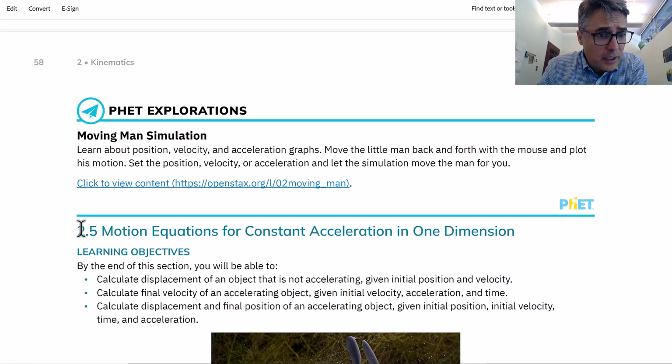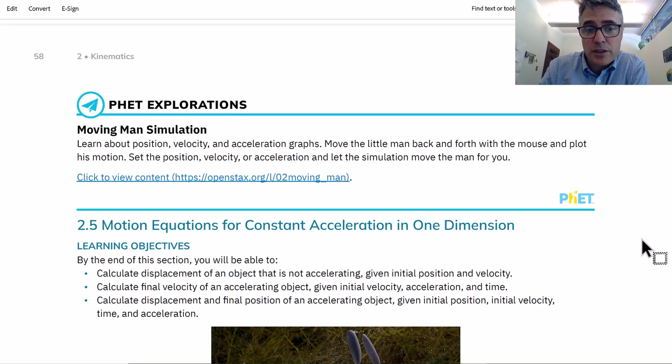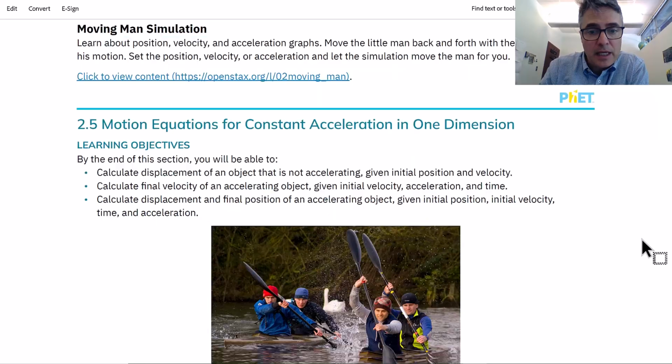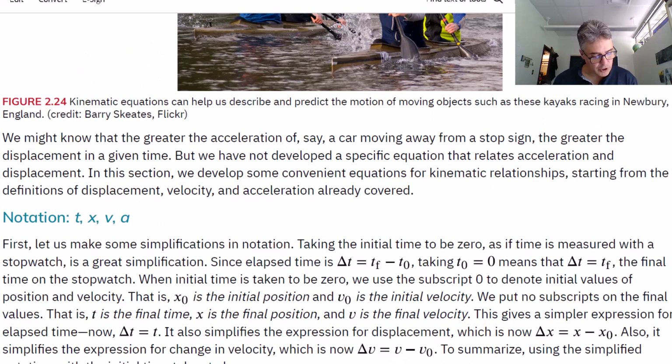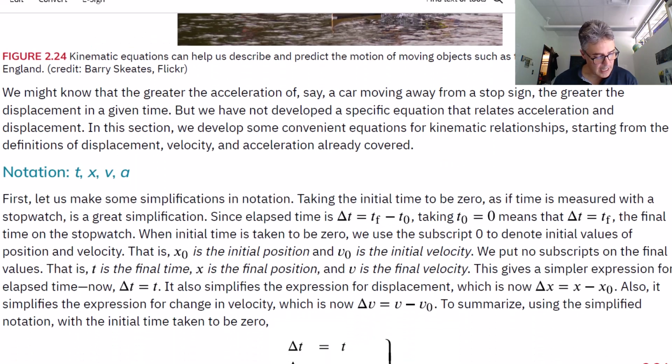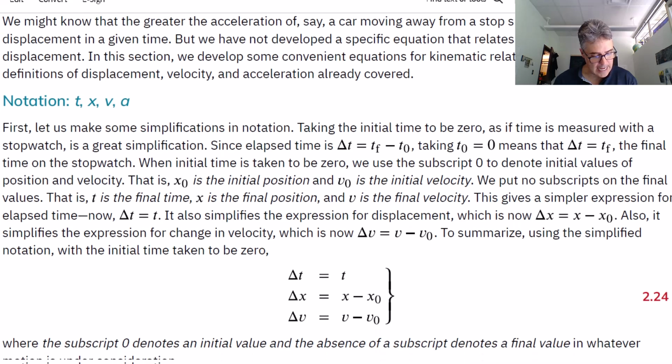Hi Physics 131. So we're going to continue with Chapter 2. We're in Section 2.5 on paper page 58 and the PDF page 76. This section is called Motion Equations for Constant Acceleration in One Dimension. We should start with notation T, X, V, and A.